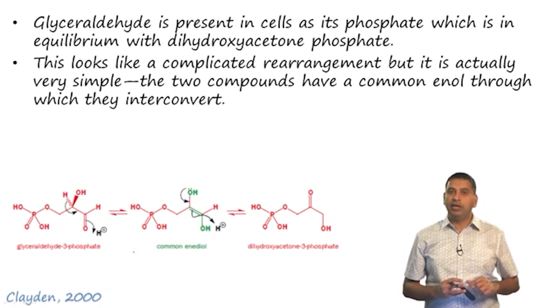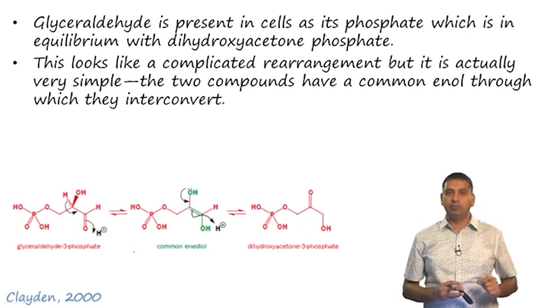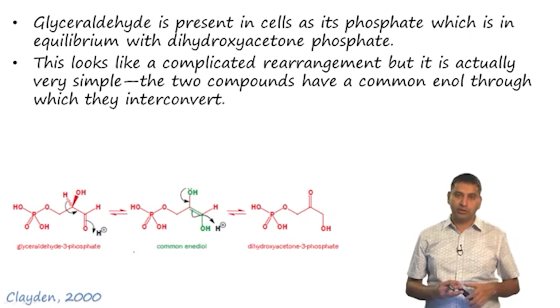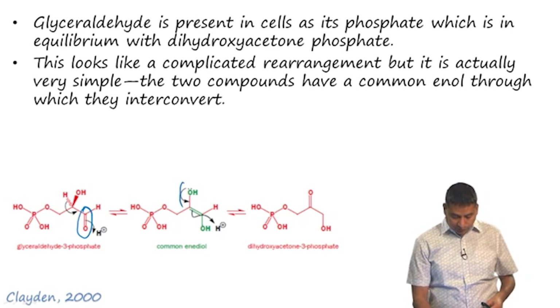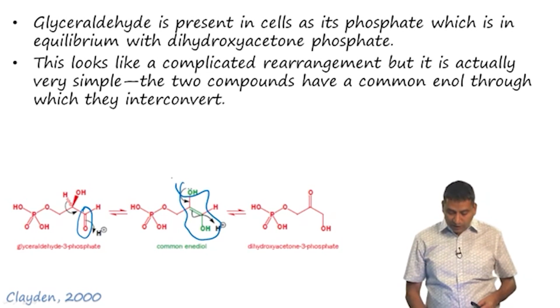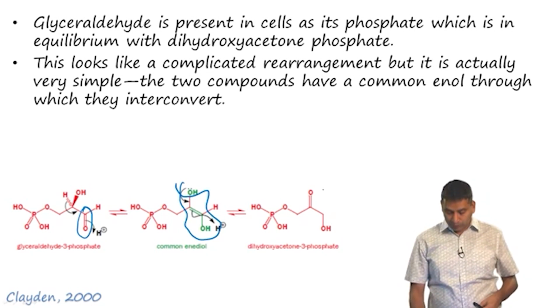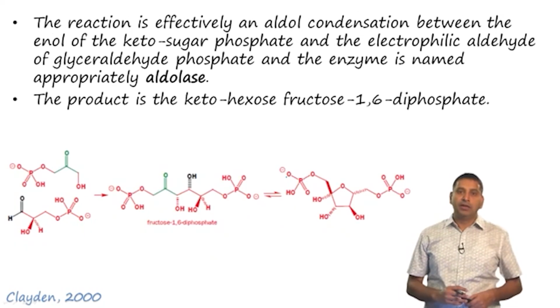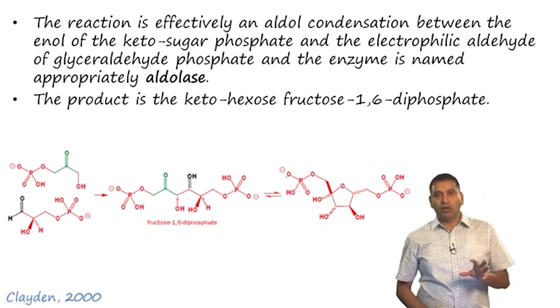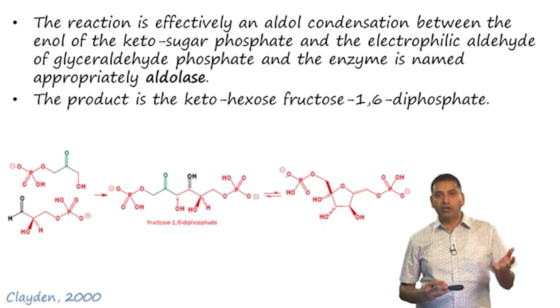This looks like a very complicated rearrangement, but actually it is a very simple one, where the two compounds have a common enol which then interconverts. So, if this aldehyde enolizes, it produces an enol such as this, then you can push arrows to give you the corresponding dihydroxyacetone phosphate. The reaction is effectively an aldol condensation between the enol of the keto sugar phosphate and the electrophilic aldehyde of glyceraldehyde phosphate, and the enzyme is known as aldolase.